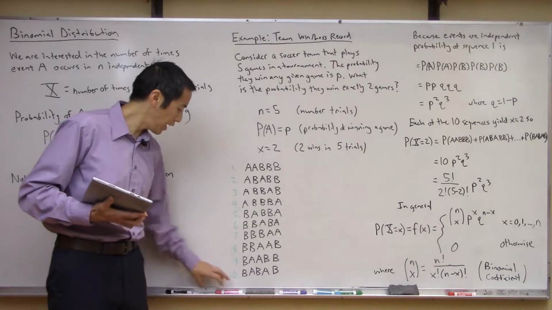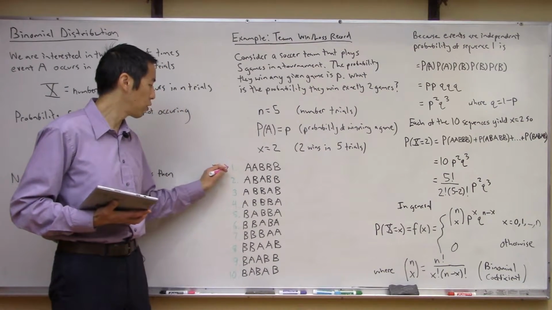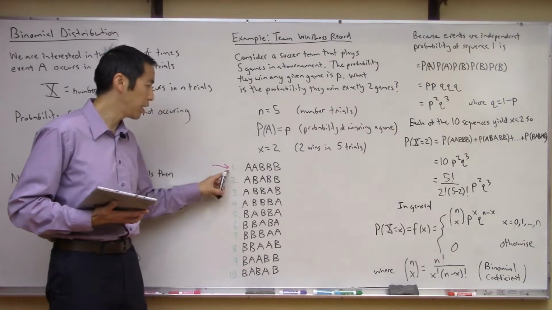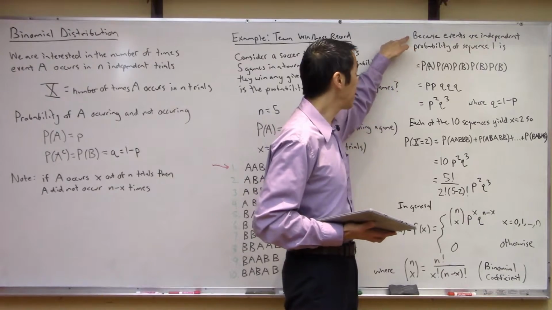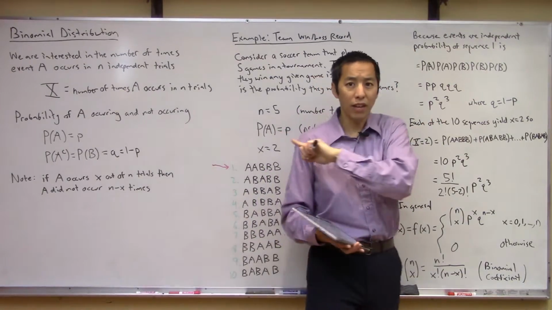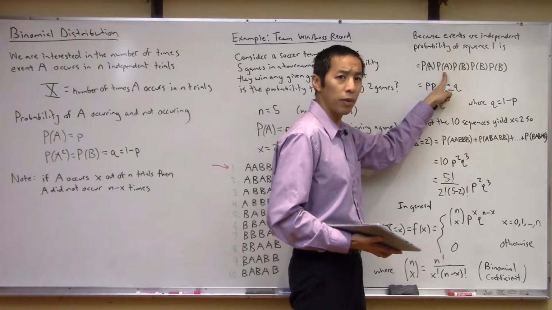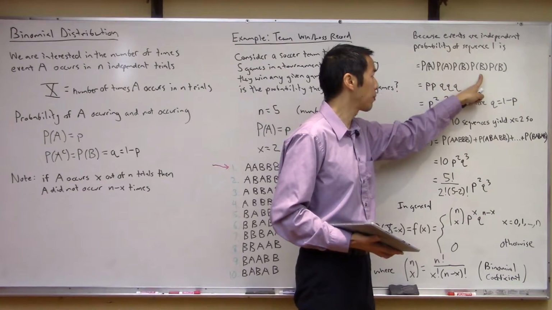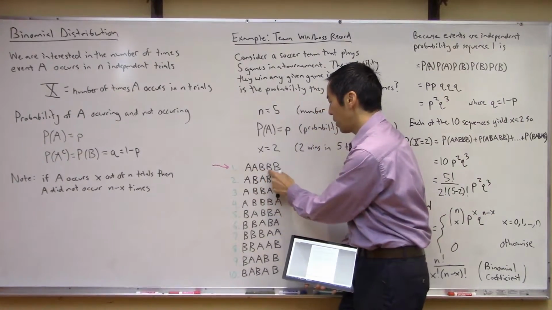So let's go ahead and just examine maybe one of them. Let's look at sequence number 1 to start with, that's the easiest thing to do. Because all of these events are independent, the probability of that sequence number 1 is just probability of A times probability of A times probability of B times probability of B times probability of B. A, A, B, B, B, right?